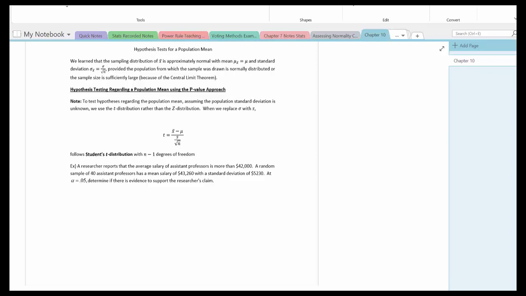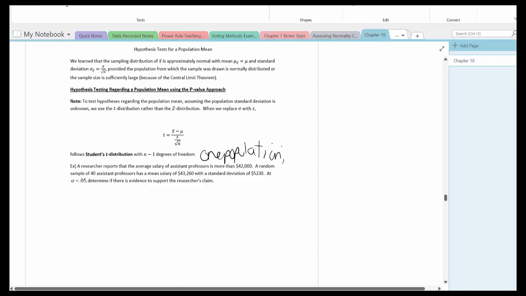A researcher reports that the average salary of assistant professors is more than $42,000. A random sample of 40 assistant professors has a mean salary of $43,260 and a standard deviation of $5,230. At alpha equal to 0.05, determine if there is evidence to support the researcher's claim. So, what do we have? We have one population. It's given us a mean, and it's a hypothesis testing.